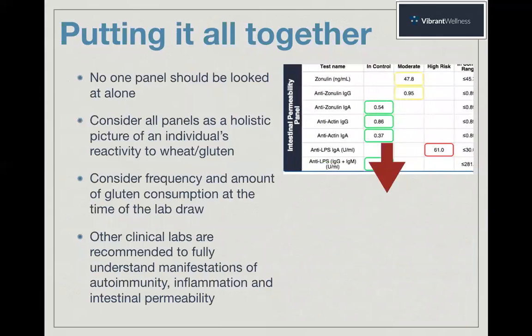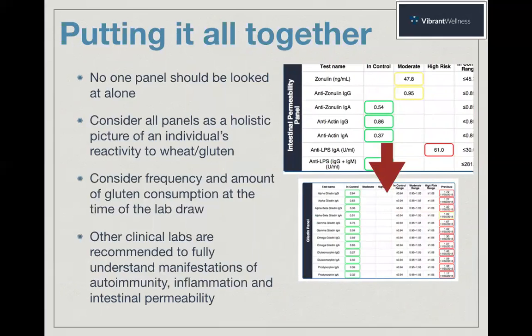To tie together the major points from this presentation, look at the entire report before diving into one particular panel. A holistic picture of the patient's reactivity is painted throughout the report. The frequency, recency, and amount of gluten consumption is relevant to the test results. A patient that is truly 100% gluten-free will have little or no reactivity on this report, whereas a patient that is kind of gluten-free but still consumes it occasionally will display more reactivity. A patient that is reactive to gluten but consumes it often will display even more reactivity still.